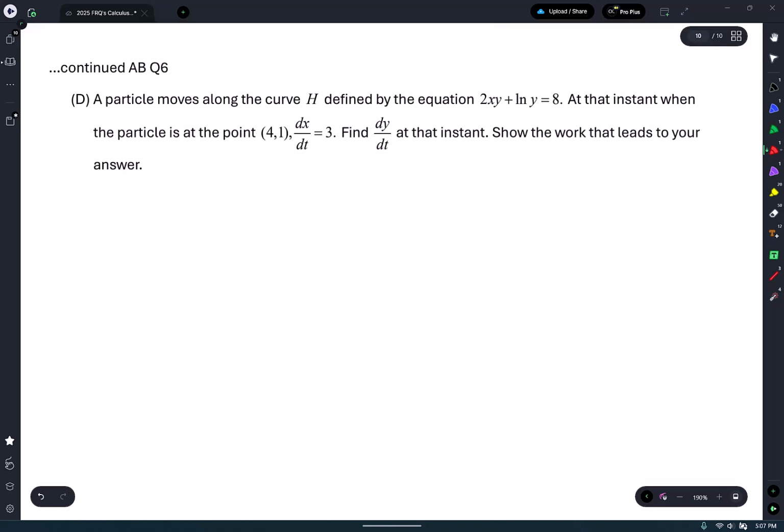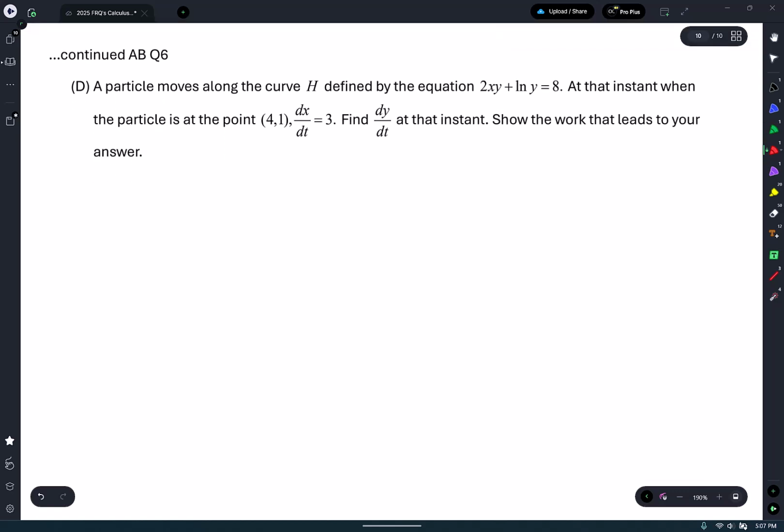So there it is. Let's look at question letter D. A particle moves along the curve H defined by the equation 2xy plus ln y equals 8. At that instant, when the particle is at the point (4,1), dx/dt equals 3. Find dy/dt at that instant. Show the work that leads to your answer.